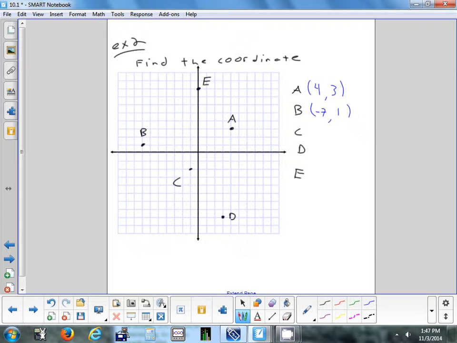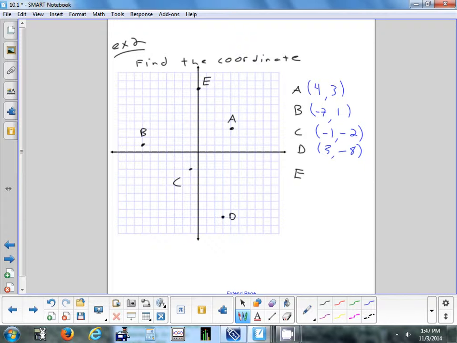Okay, C. How do we get to point C? Yep. Negative 1, negative 2. Yep, left 1, down 2. Okay, D. Let's see, that one we're going right 3, and it looks like down. How many? Yep. So negative means you go down.